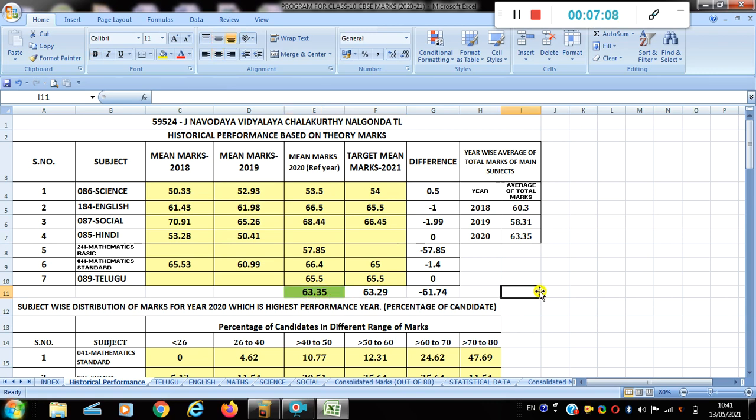Now the question will arise. Many persons have some doubt why this difference is not coming to 0. First of all, let me remove this one. I am deleting it, later I can incorporate it. And now I am deleting this one also. This one also I deleted because mathematics basic is not there.